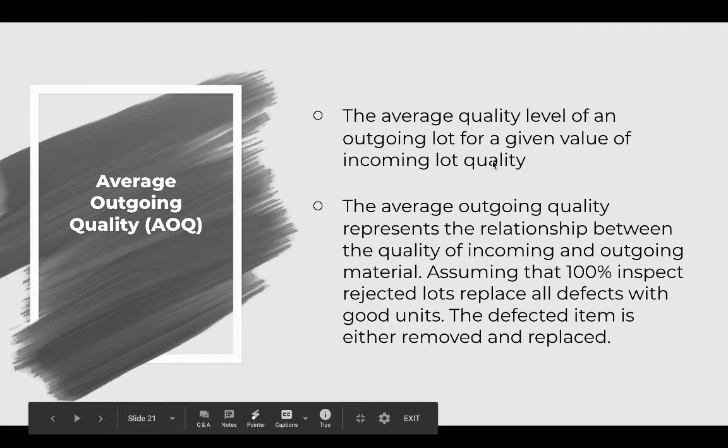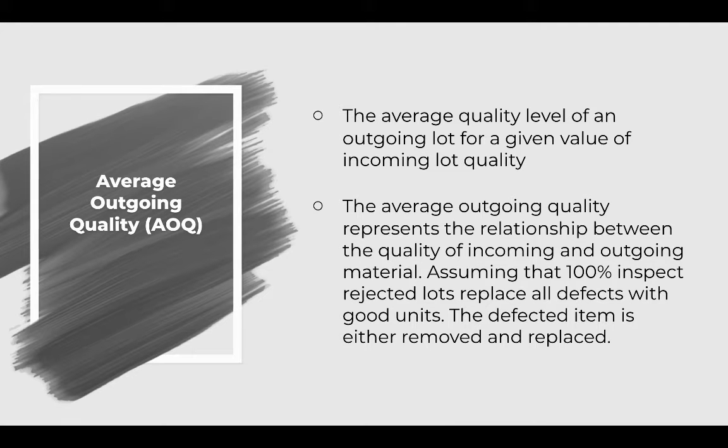The average outgoing quality is the average quality level of an outgoing lot for a given value of incoming lot quality. The average outgoing quality represents the relationship between the quality of incoming and outgoing material, assuming that 100% of inspected rejected lots replace all defects with good units. The defective items are either removed or replaced.